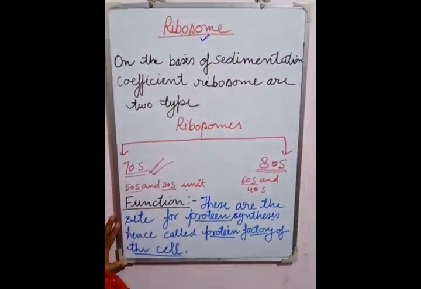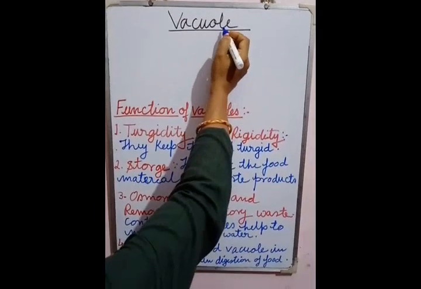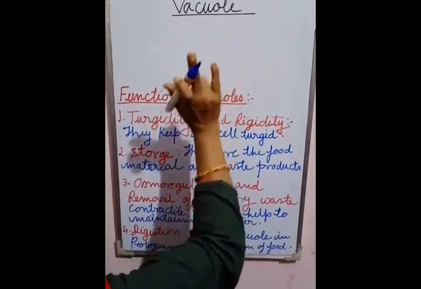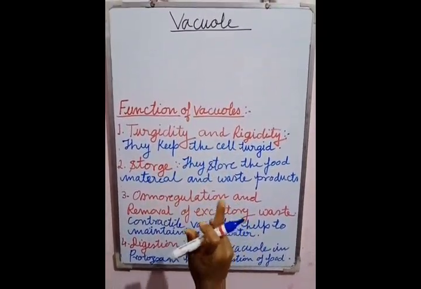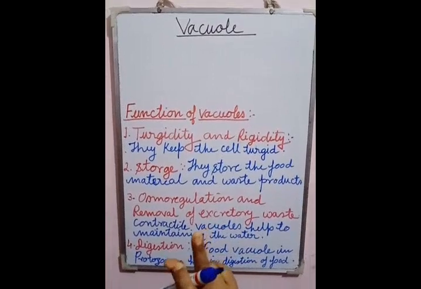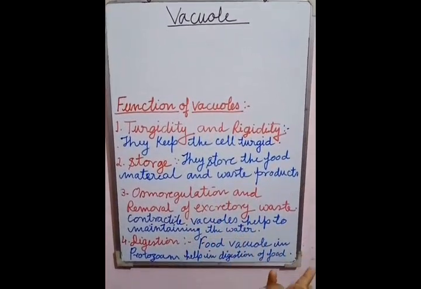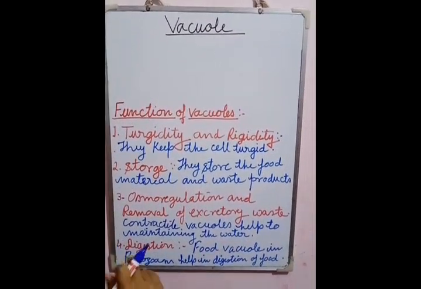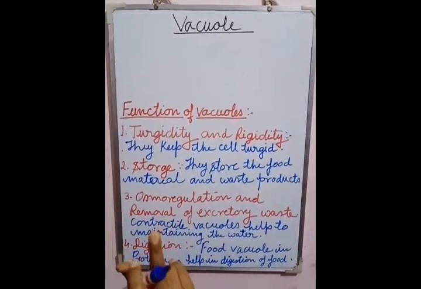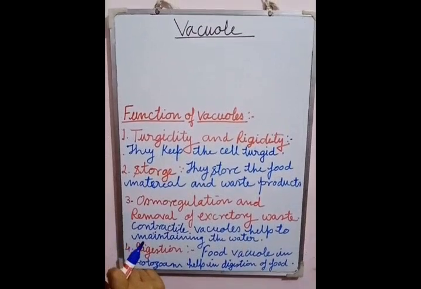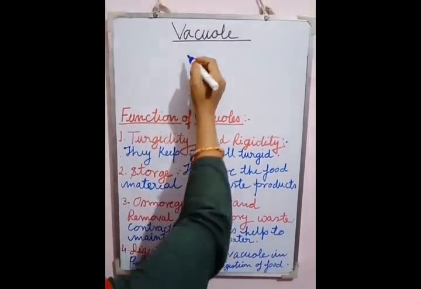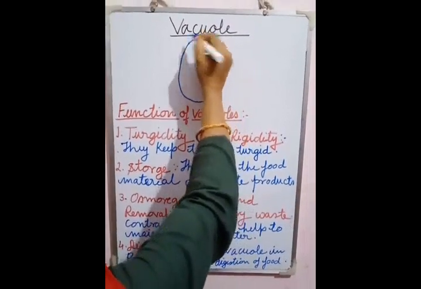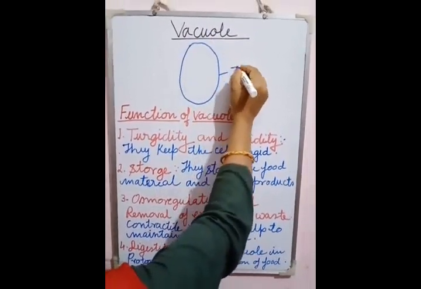Now come to the next topic, vacuole. Vacuole is a non-living cell organelle and mostly they are present in the plant cell but absent in the animal cell. If present in the animal cell, their size is very small, and it is a fluid-filled, membrane bounded structure. The membrane of the vacuole is called tonoplast.